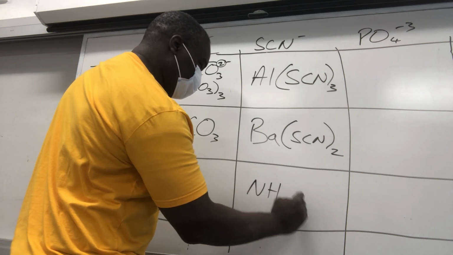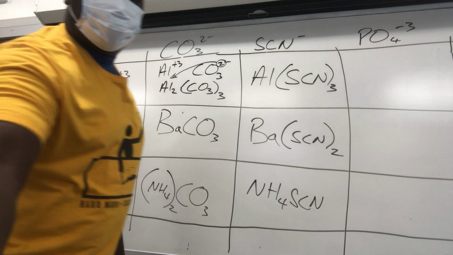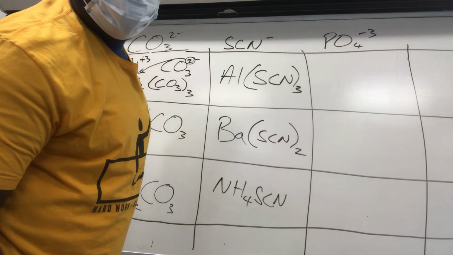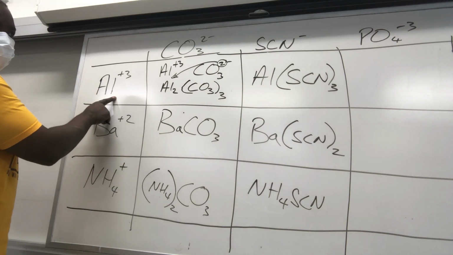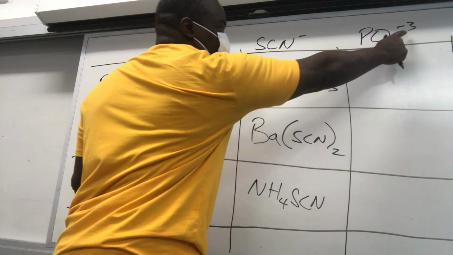NH4, SCN, and you're done. Okay, so you see the pattern? Nice and simple. Alright, so this guy right here is phosphate at the top right there, and we're combining phosphate with aluminum, right? Now notice, aluminum is +3, phosphate is -3.